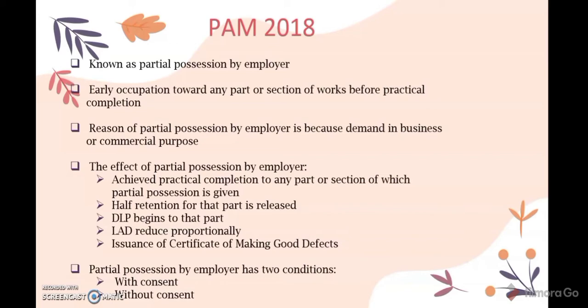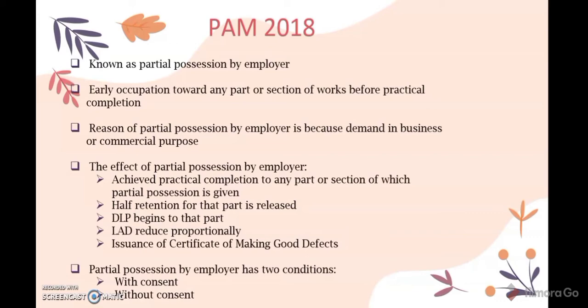If for the demand in business, it may be because the business needs to start as soon as possible because of the current demand and price is high. For the commercial purpose, it is due to delay in the commencement date of work, so there is a need to complete early. As a solution, partial possession is taken over for some sections. The effects of partial possession by employer are: the first one is achieving practical completion for any part or section of which partial possession is given.